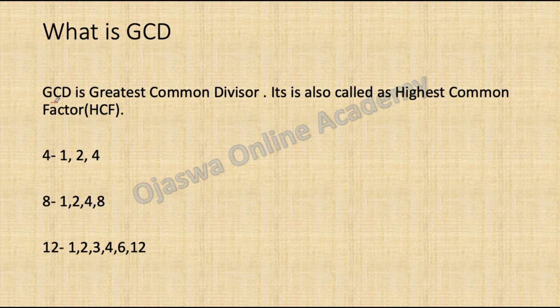So to find greatest common divisor, we first have to find out the factors of the number. What is a factor? A factor is a number that divides the number completely. For example, 4 is a number and you want to find out factors of 4. 4 is completely divided by 1. So 1 is the factor of 4. 4 is completely divided by 2 and 4 is completely divided by 4. Hence, 1, 2, 4 are the factors of number 4.